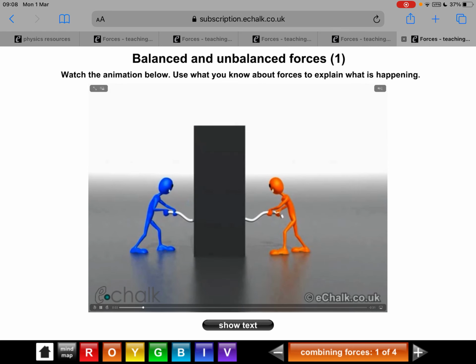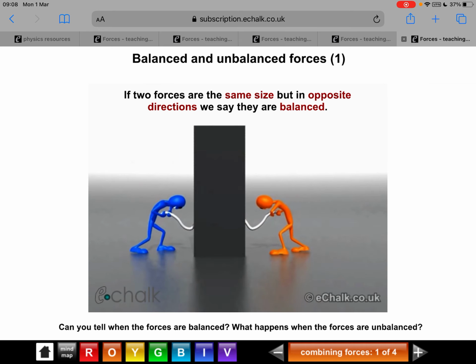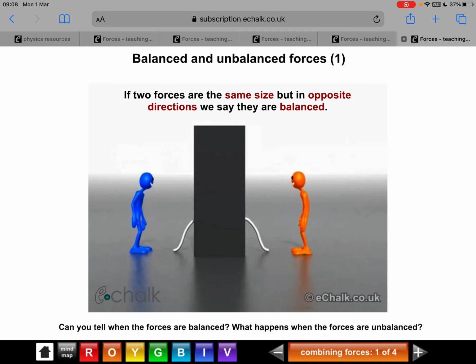We're also going to look at balanced and unbalanced forces. Balanced forces are forces that are equal in size but opposite in direction. That's when we have balanced forces. And obviously the opposite from that would be unbalanced forces, when one force is greater than the other.